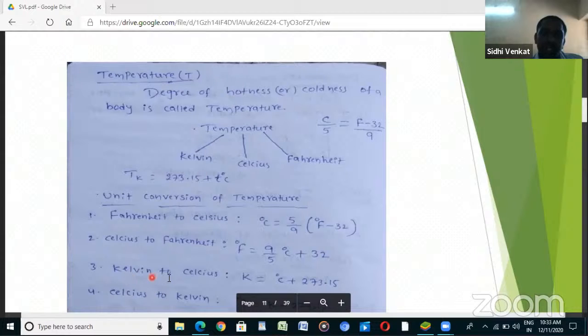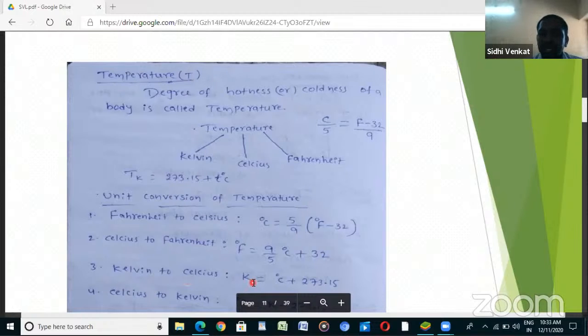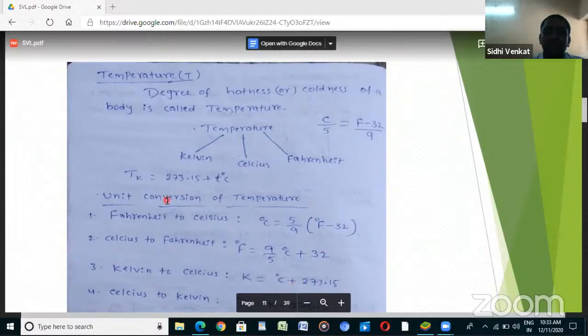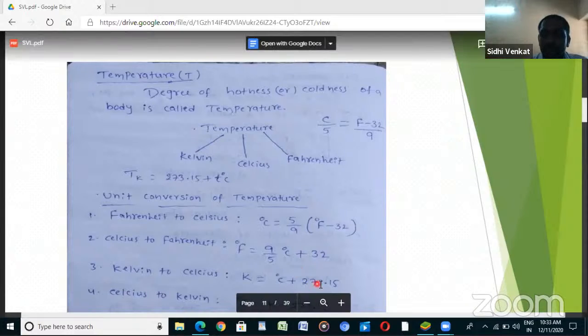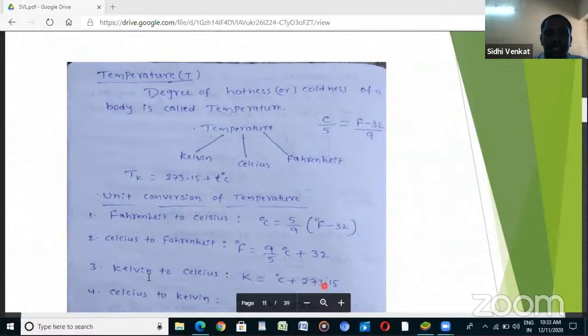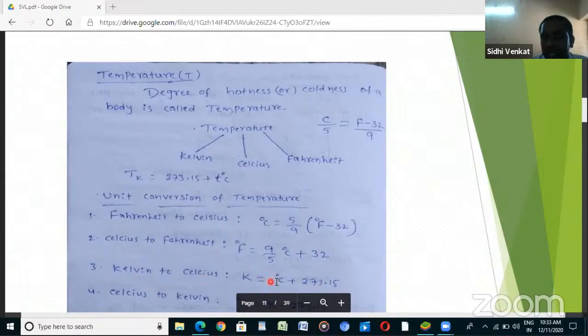Next, Kelvin to Celsius degree. What is, students, here? Kelvin to Celsius. How to find the Kelvin? Kelvin degree equals C degree centigrade plus, what is the value? Basic standard temperature value. 273.15 is called the standard temperature. Here Kelvin to Celsius. How to calculate the Kelvin value? Kelvin equals degree centigrade plus 273.15.